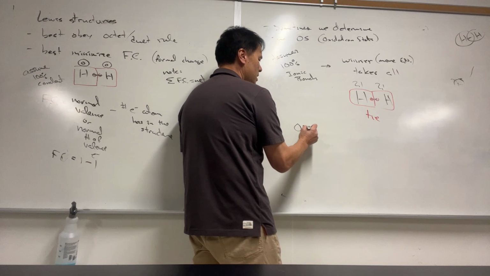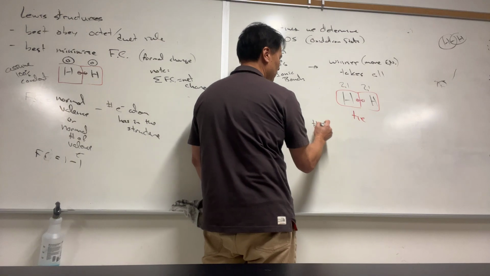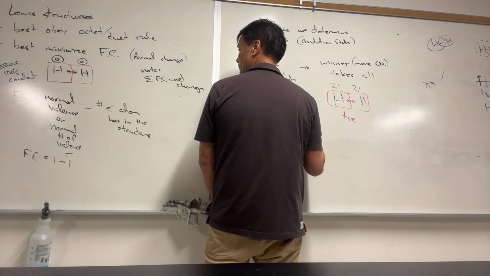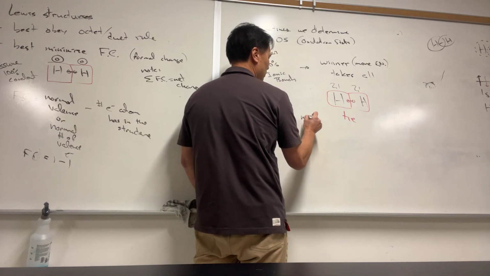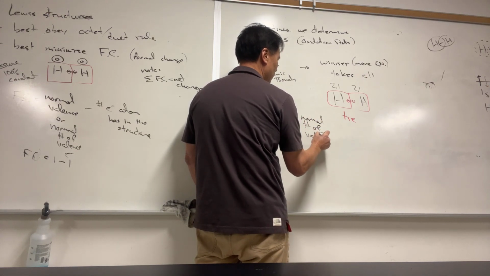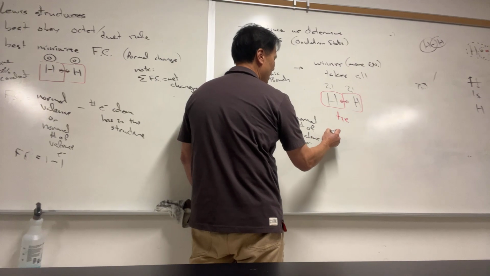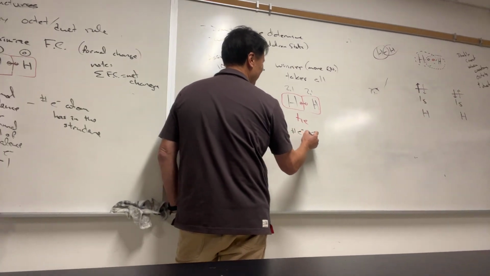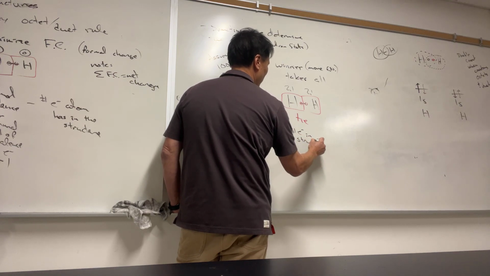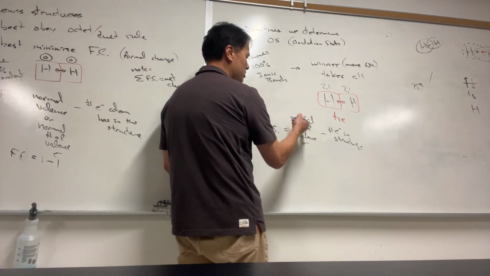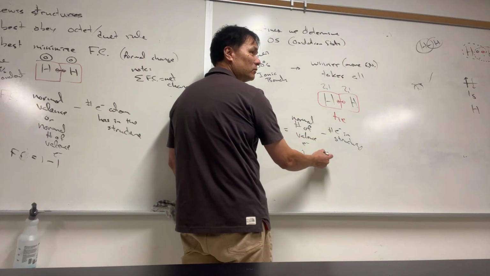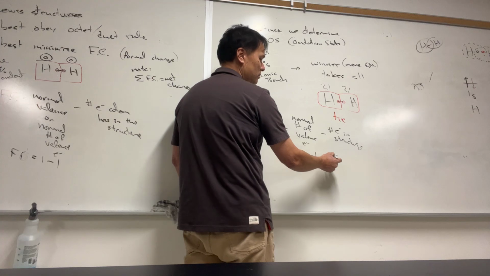But the oxidation state is equal to the normal number of valence electrons minus the number of electrons in structure. So in this case, hydrogen normally has one electron, and how many did it end up with in the structure? One. So the oxidation state is 0.